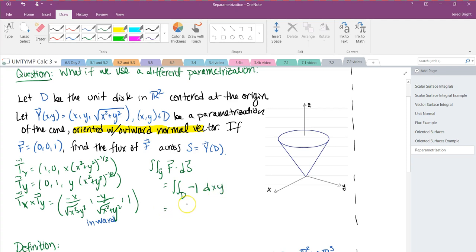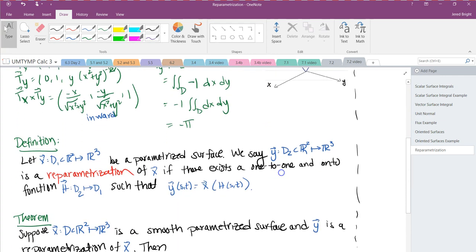Okay, and then when we do this, this would be minus 1 times the double integral over D of dx dy, and so we get negative 1 times the area of the unit disk, which is pi, so we get minus pi. So the same thing as before, right? And so you're thinking, oh, well, yeah, we should have expected that, right?